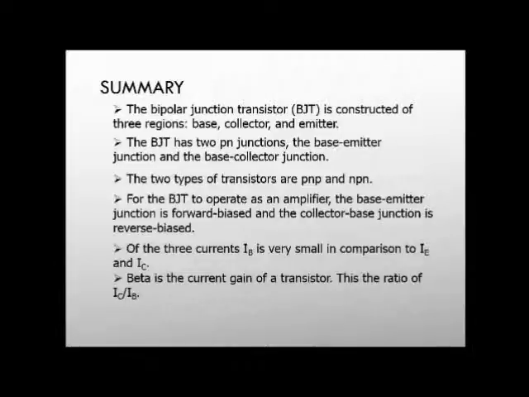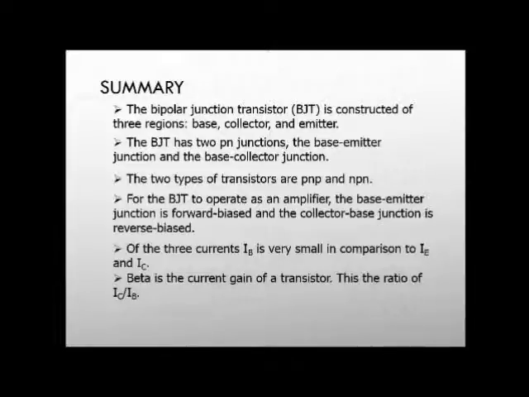Now summing up today's video, the bipolar junction transistor is constructed of three regions: base, collector, and emitter. It has two PN junctions, a base emitter junction and a base collector junction, and the two types of transistors are PNP and NPN. For the BJT to act as an amplifier, the base emitter junction is forward biased and the collector base junction is reverse biased. That is, whenever BJT operates in the active region, it can operate as an amplifier. Whenever it operates in the cutoff and saturation regions, it will act as a switch.